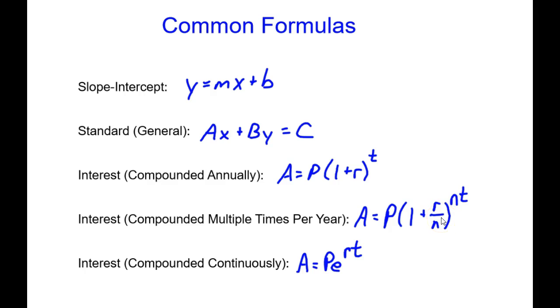The last equation is if interest is compounded continuously. We have A equals P e to the r t. We have our principal times that constant of growth, e, 2.718, raised to the r times t power. So these are some of the formulas we're going to be using throughout this lesson.